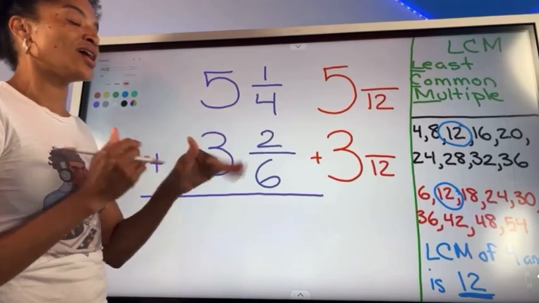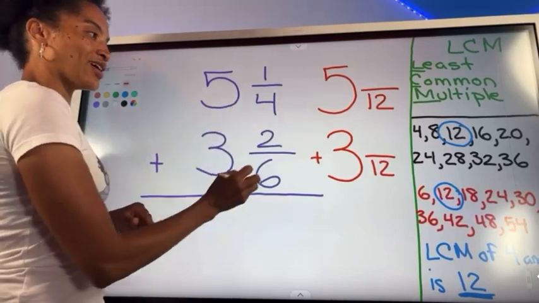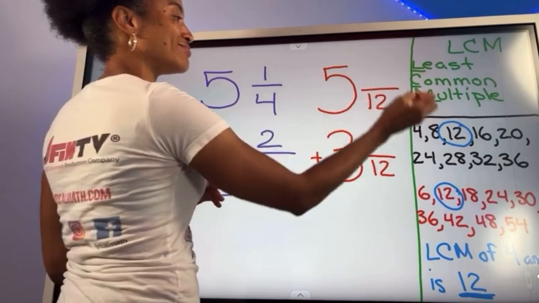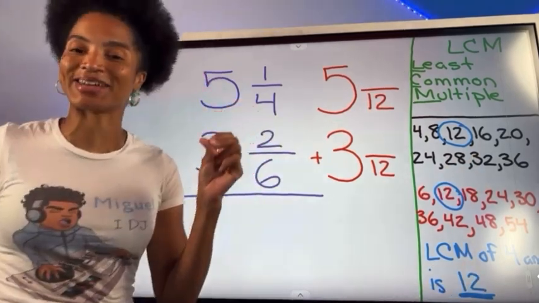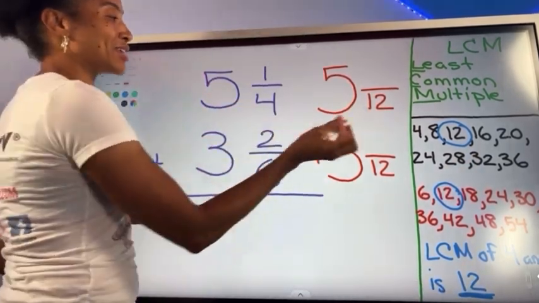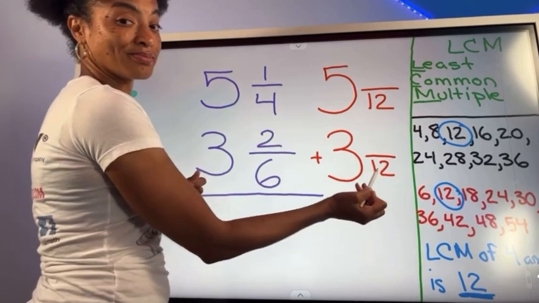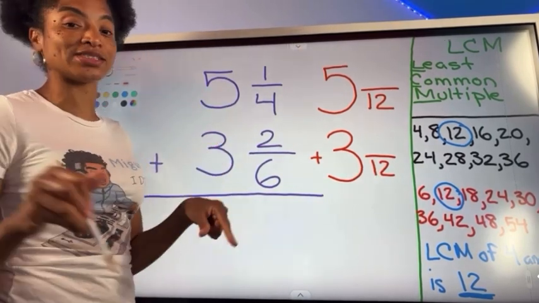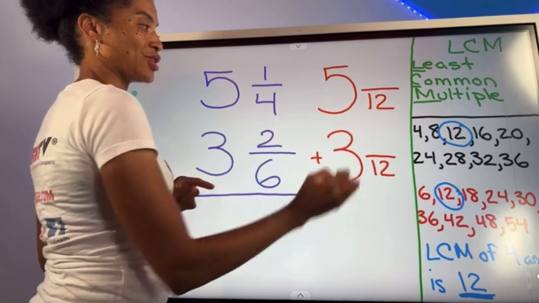Anytime my denominator is different, I'm looking for that LCM till I get it. Did we get it? We got it. Good. Turn my LCM into my new denominator. Make equivalent fractions to get my numerators, okay?